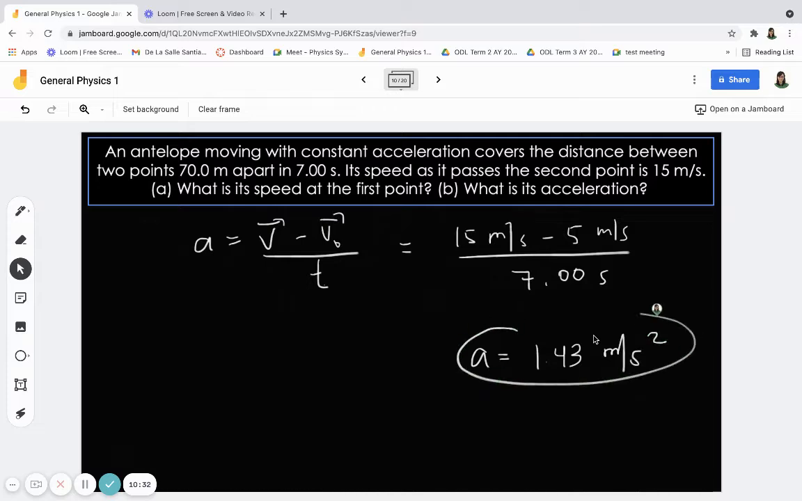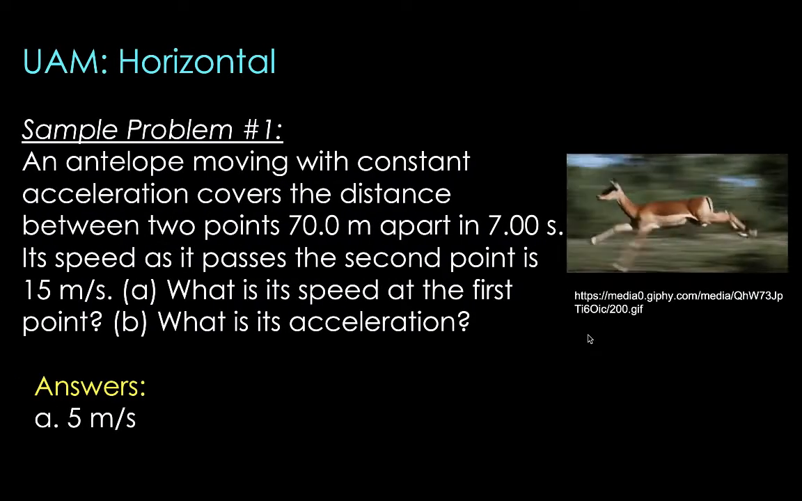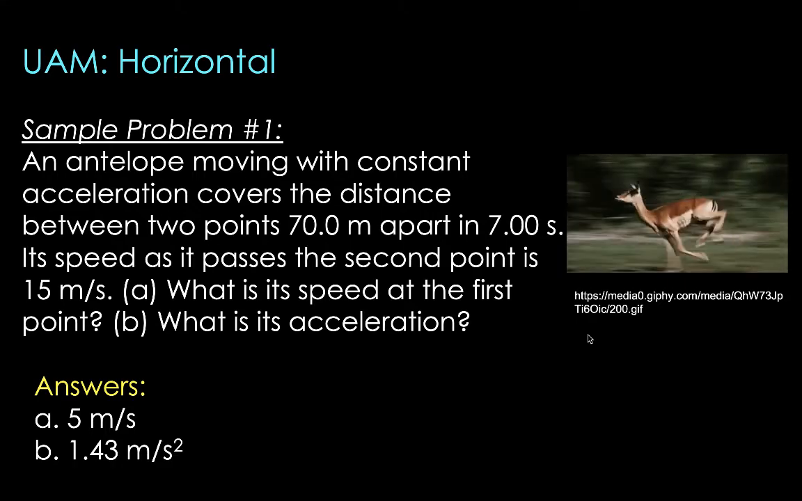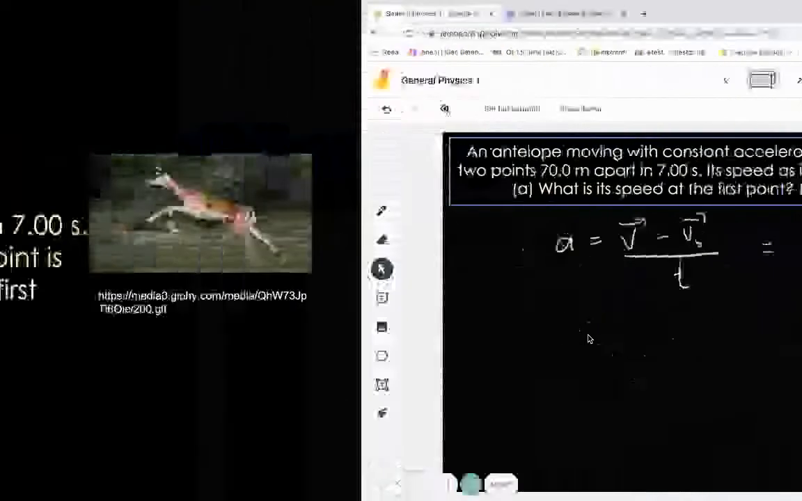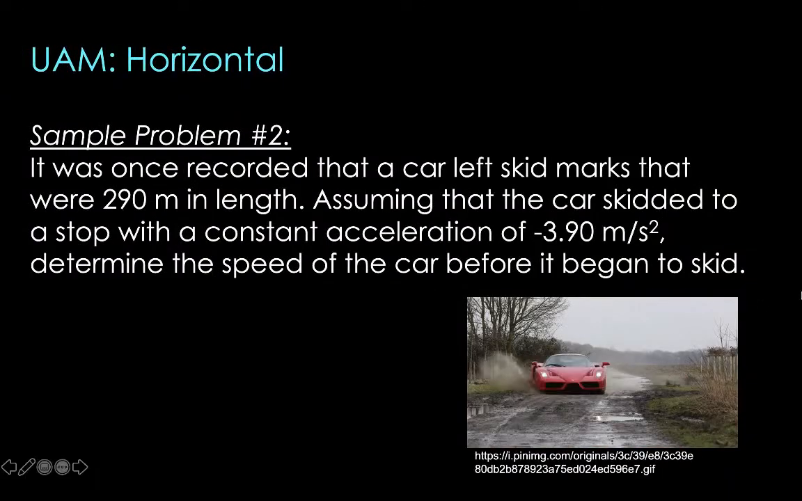So that's quite reasonable, because cars, for example, usually accelerate at around 4 meters per second squared. So nothing surprising with the number for an antelope. Yeah, so that's the correct answer for acceleration. I hope that's clear. Going forward, let's go to the next item.